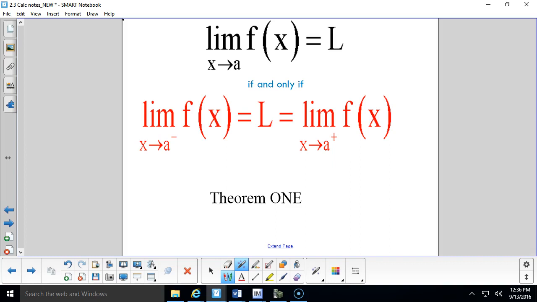If it's not true, if the limit from the left and the limit from the right aren't the same, then the limit doesn't exist.